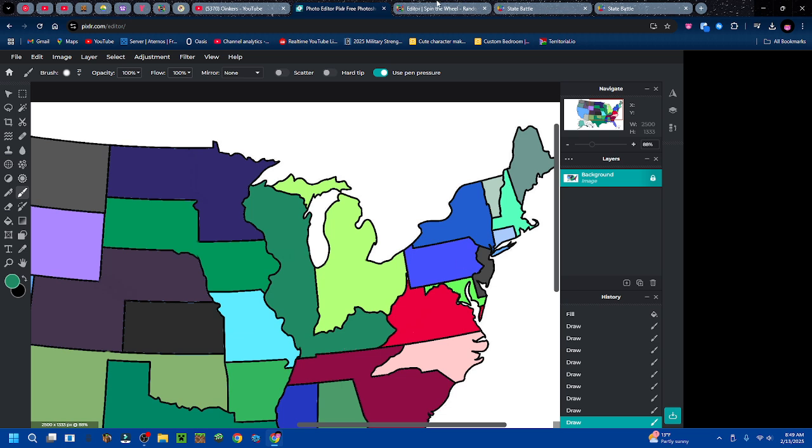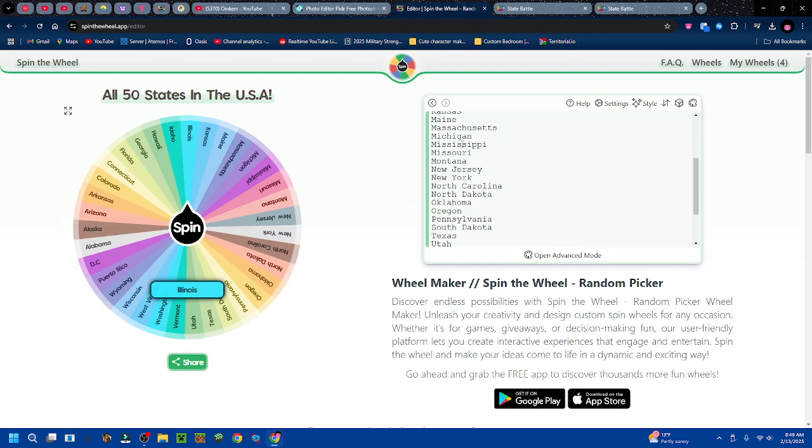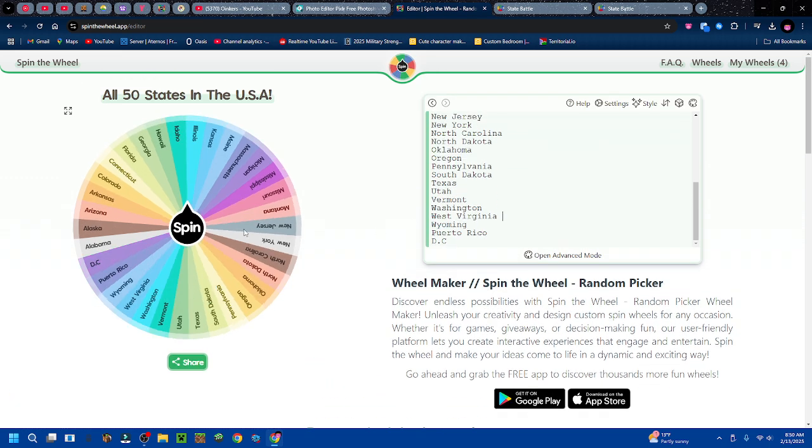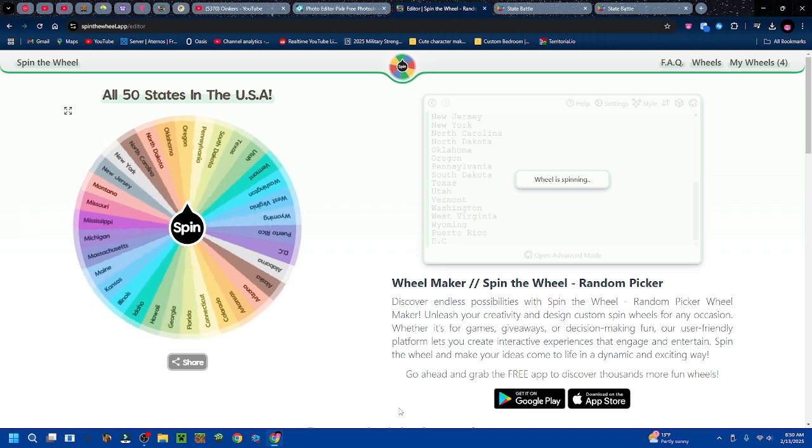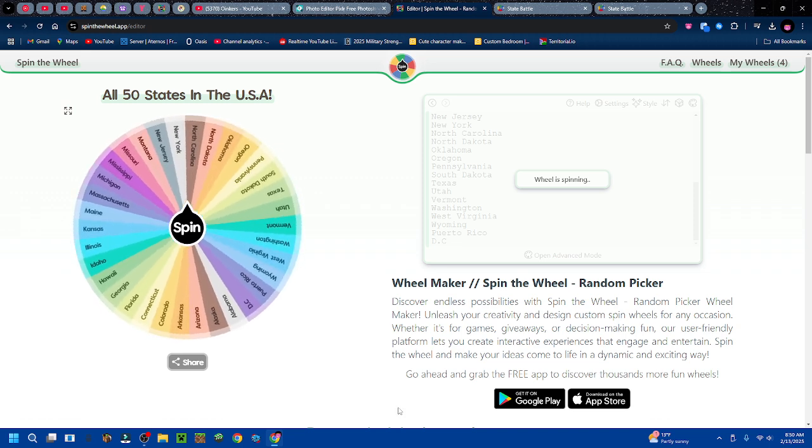And that's all, folks. Sorry, I'm just saying the same thing over and over. But it's going to be Wisconsin being destroyed. And spin the wheel again. It's going to be New York. New York.